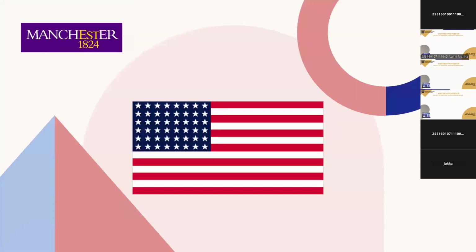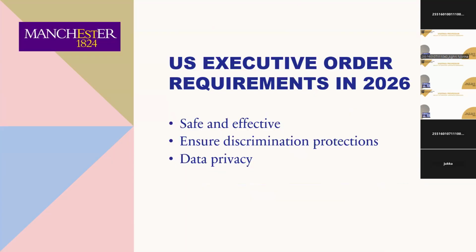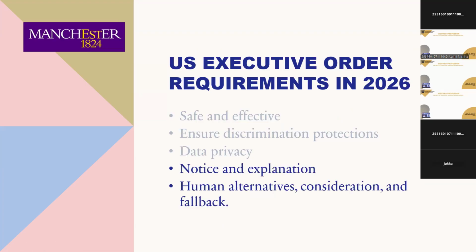Shall we take a look at what the USA is saying today? So they have executive order requirements which are expecting artificial intelligence to be safe and effective, with protections, data privacy, notice and explanation, human alternatives, consideration and fallback.